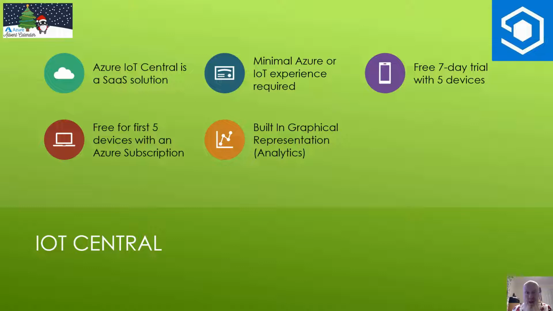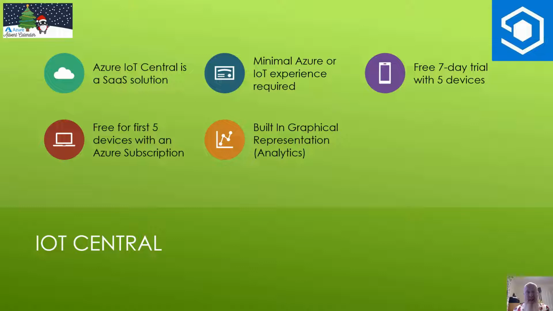If you've not got Azure, there's a free 7-day trial. If you have got Azure, you've got it free for your first 5 devices. It doesn't cost you anything to use. Whereas if you start using the IoT PaaS things, you can very easily burn through your $100 a month allowance. If you've got MSDN, it'll be gone within a couple of weeks. Whereas IoT Central is pretty much free for experimentation.